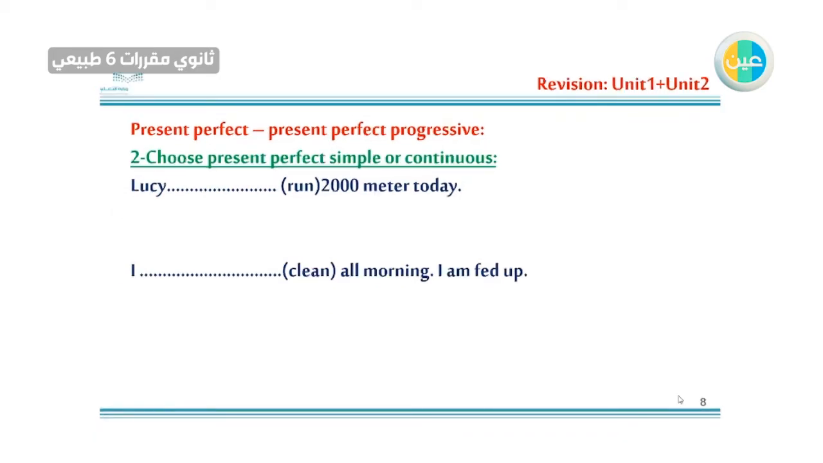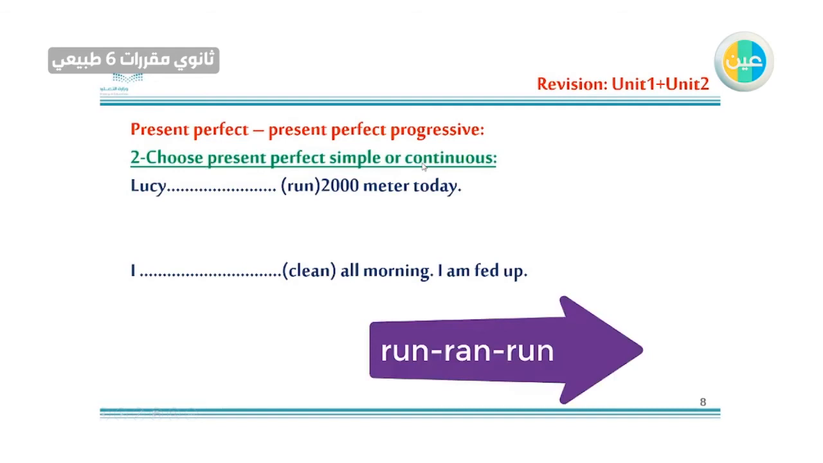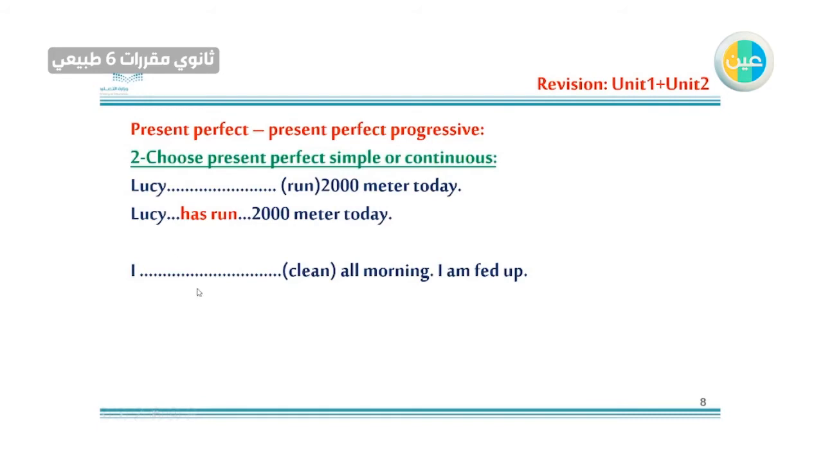Okay, Lucy ran 2000 meters today. So this is the result. Lucy ran 2000 meters today. So is this present perfect or present perfect continuous? Yes, for sure this is present perfect because it's a result. Lucy has run 2000 meters. Run, ran, run. I clean all morning. I am fed up. So here we are talking about the duration, all the morning.